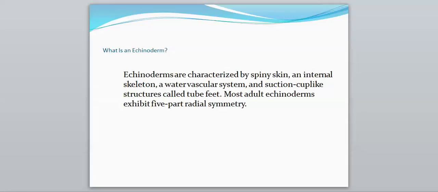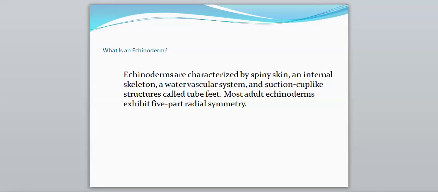So Echinoderms are characterized by having spiny skin, and they have an internal skeleton, so no more exoskeleton. They have what's called a water vascular system, a unique characteristic found in this group, so that's something you're going to need to know about them. They have suction cup-like structures called tube feet. And most adult echinoderms exhibit what is known as 5-part radial symmetry, meaning you can draw a line in any of 5 directions and it'll still divide them in half.